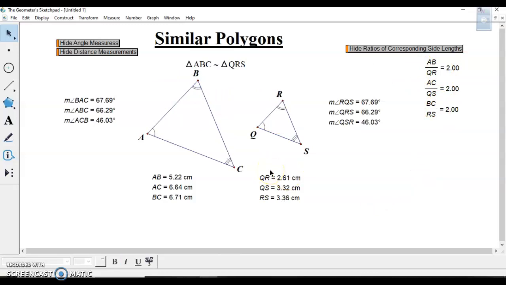So, similar polygons. They look the same aside from their size. Same shape, different size. All right? The other thing that's important to know is that all the angles will always be congruent, and all the sides will be proportional. Proportional means in the same ratio.